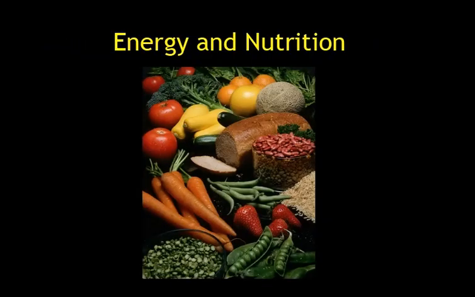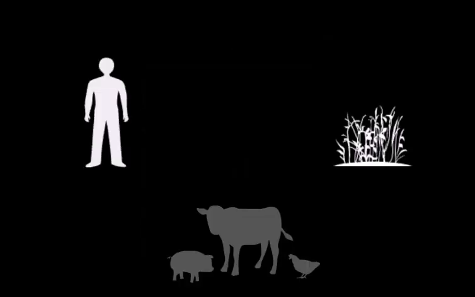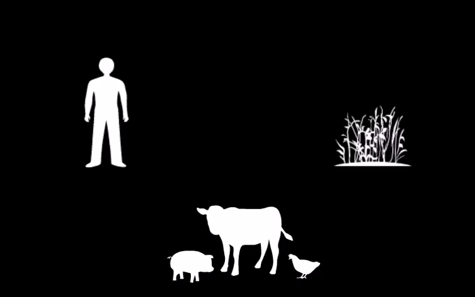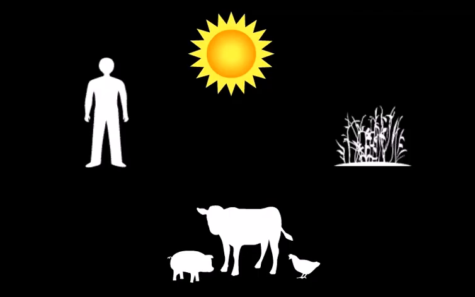To begin our discussion on energy and how it relates to nutrition, we first need to review a little basic biology. All living things, plants and animals, need energy for biological functioning and to do work. The ultimate energy source for all life on Earth is the sun. But how do we capture and use this energy?